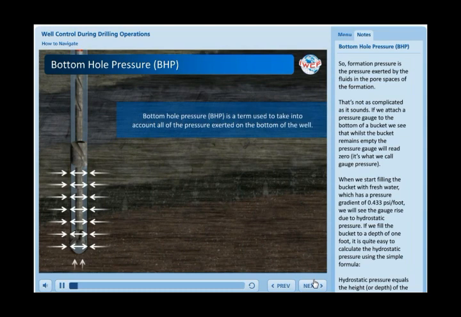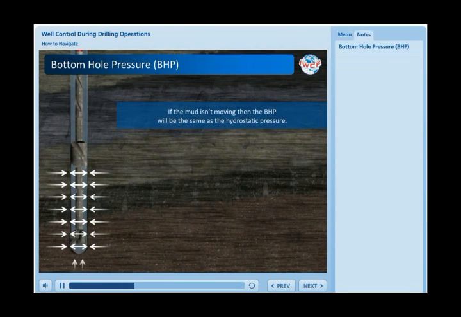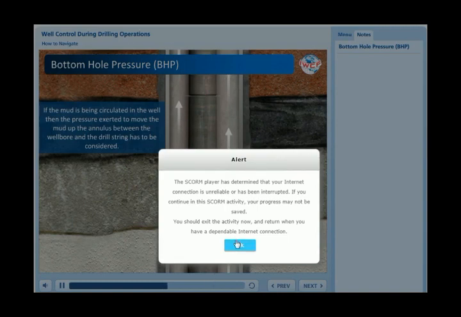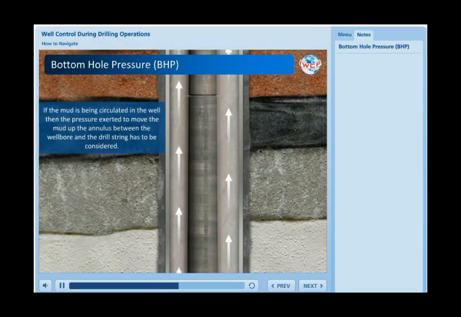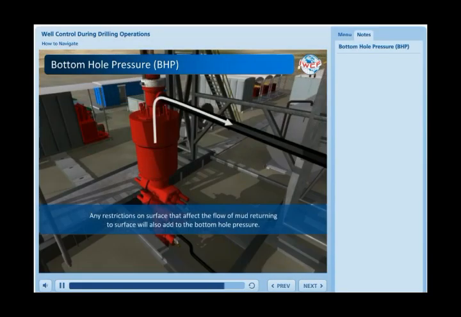Bottom hole pressure is a term used to take into account all of the pressure exerted on the bottom of the well. Most of the pressure comes from the hydrostatic pressure of the fluid column, so if the mud isn't moving, then the bottom hole pressure will be the same as the hydrostatic pressure. However, if the mud is being circulated in the well, then the pressure exerted to move the mud up the annulus between the well bore and drill string, for instance, has to be considered, as the effect will be to increase bottom hole pressure. The smaller the annulus, the greater the pressure. Any restrictions on surface that affect the flow of mud returning to surface will also add to the bottom hole pressure.